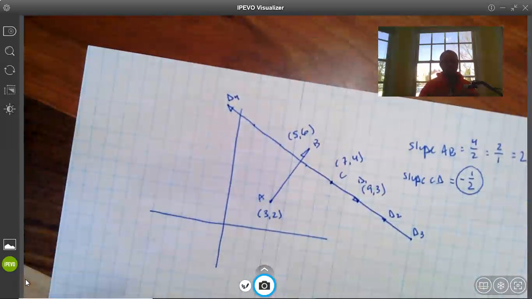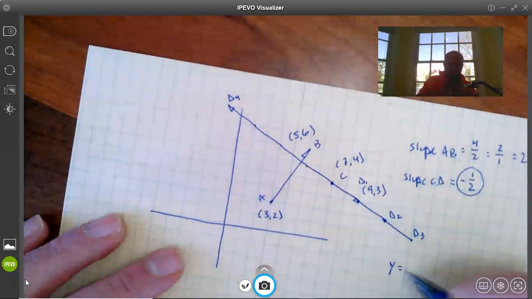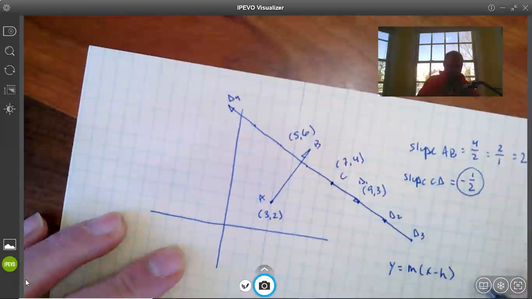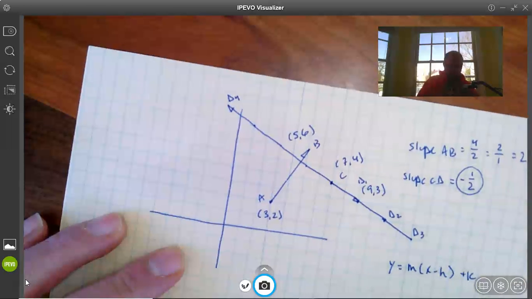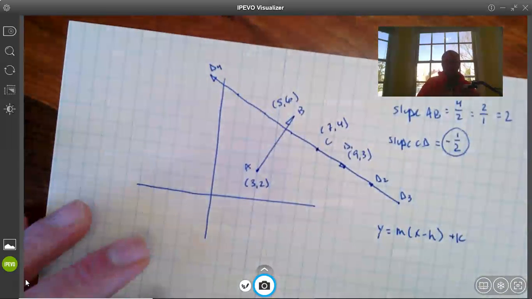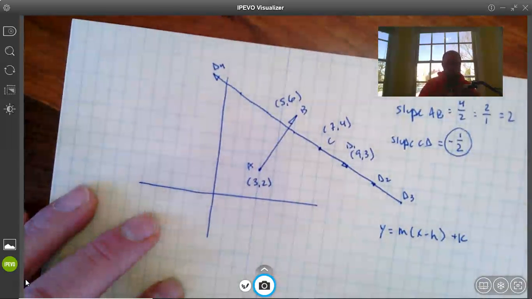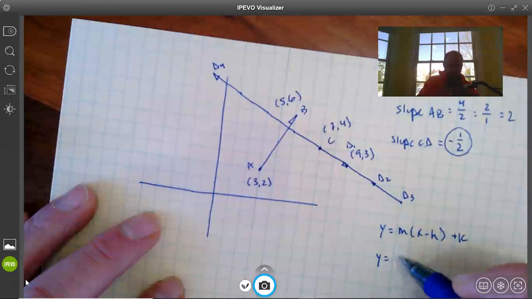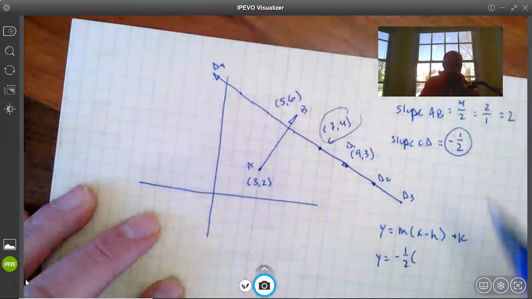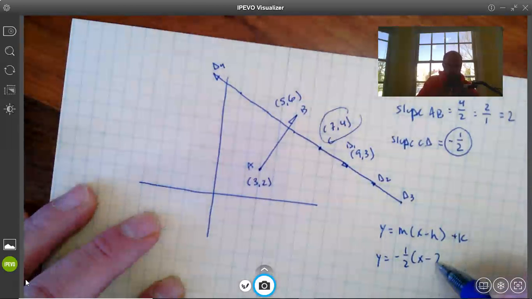And I could describe all those points using the equation of that line. And if I need to write the equation of the line, we can use our point slope form, which is y equals m times x minus h plus k, where h and k is just some point that the line passes through, and m is the slope. Well, we know the slope, it's -1/2. And we know the point, it was point C. So x minus 7 plus 4.